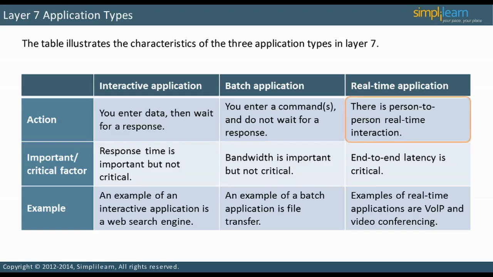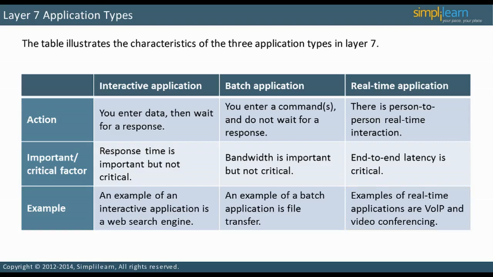In a real-time application, there is person-to-person real-time interaction. Here, end-to-end latency is critical. In this context, latency is the time taken for the data to go from the source to the destination. Excessive delay affects the person-to-person interaction. Examples of real-time applications are voice over IP, VoIP, and video conferencing.